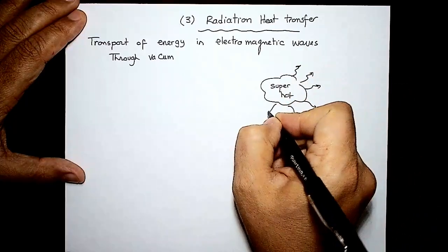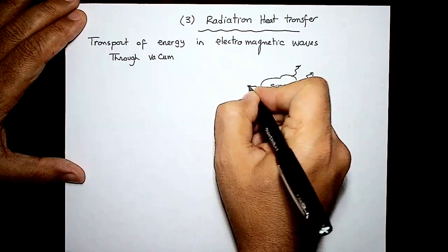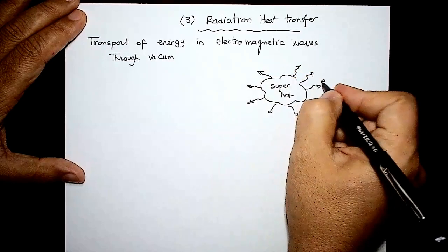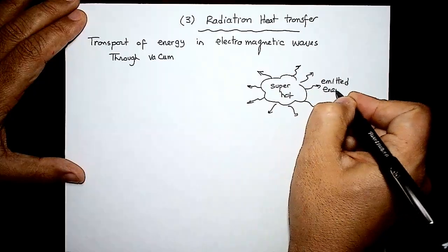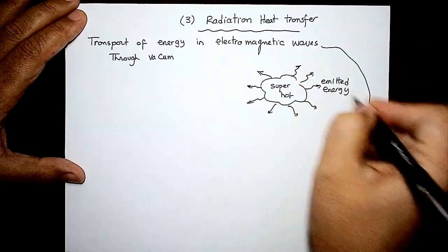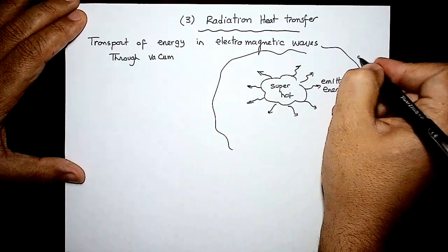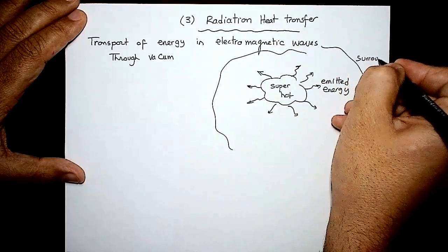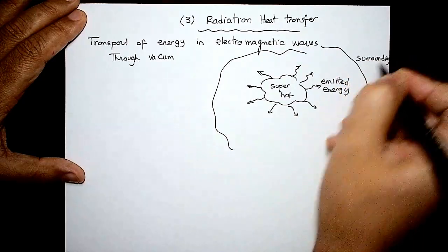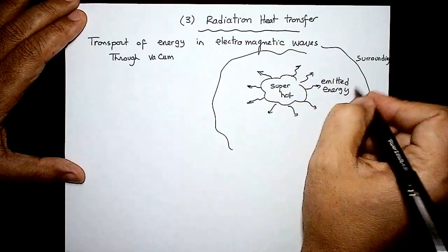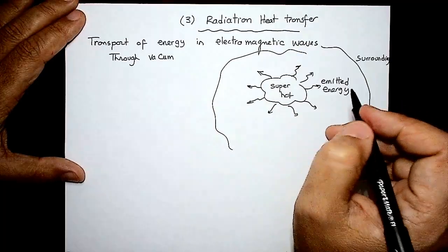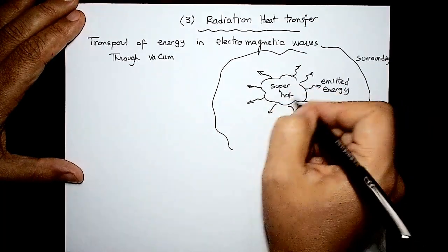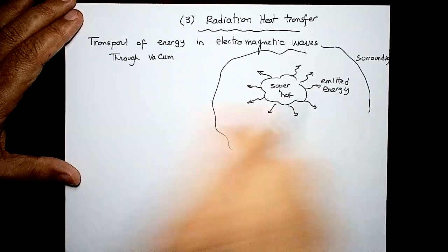So radiation is going to be in the form of emitted energy to where? To the surrounding. This is called surrounding. Even if you have atmosphere here, if you have molecules, media, or a medium in the middle, you will have radiation because of that super hot temperature here, okay?